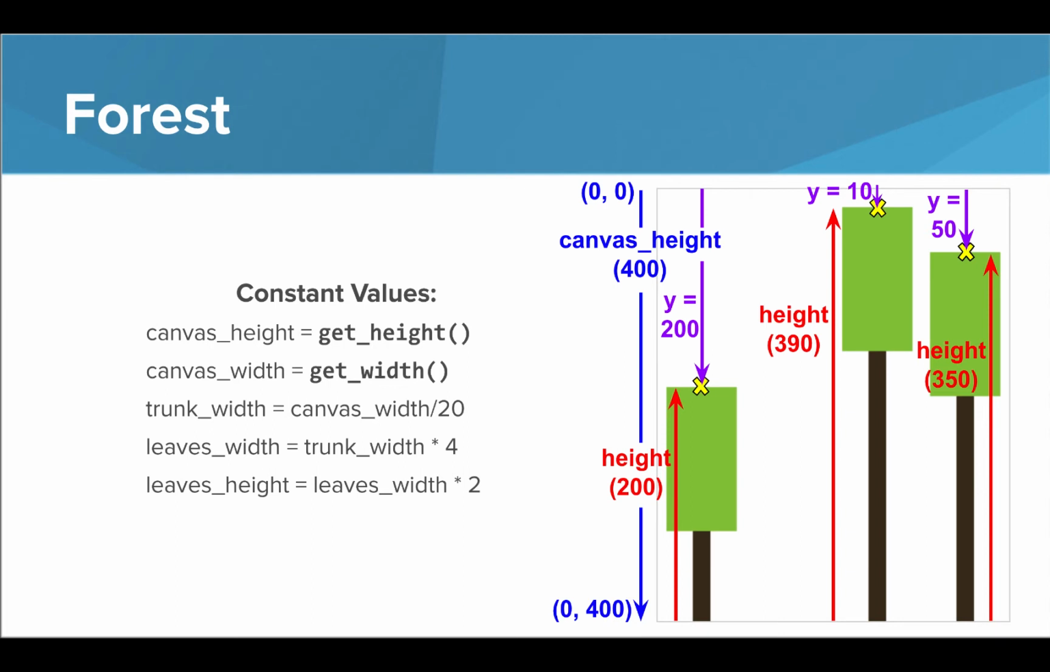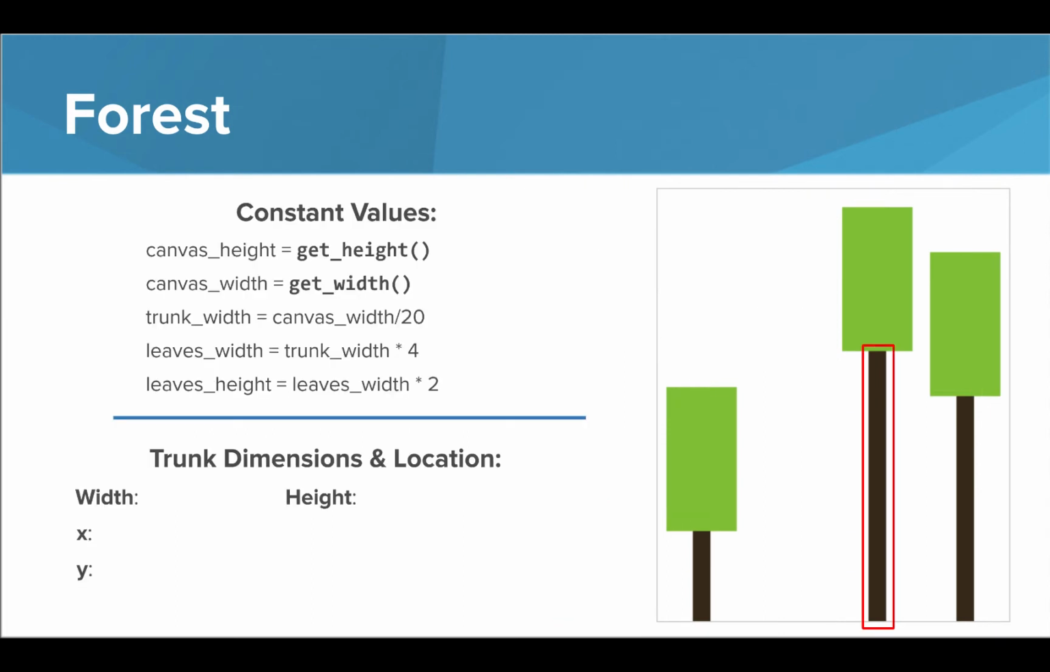Okay, now let's plan out how to solve this problem. We're going to start by determining the dimensions and location of the tree trunks. We'll look at the middle tree as our example. Finding the width of the trunk is easy because it is already given to us as a variable. Now the height of the tree is dependent on the height value given to the function, so we'll have to do some math here. We can start with the height given to the function and subtract the leaves height to get the height of the tree trunk.